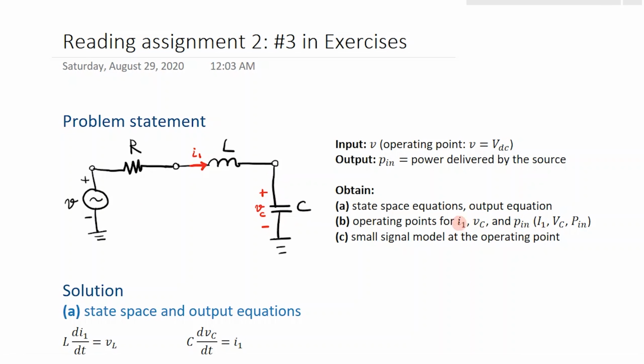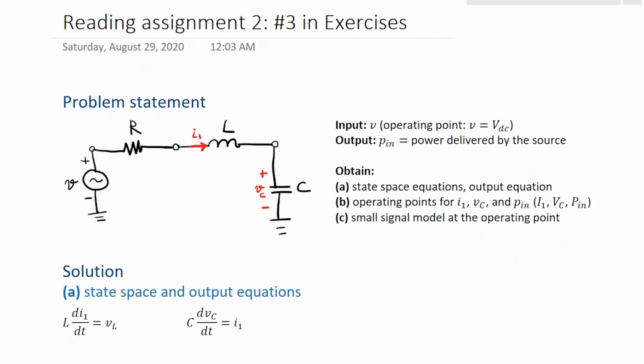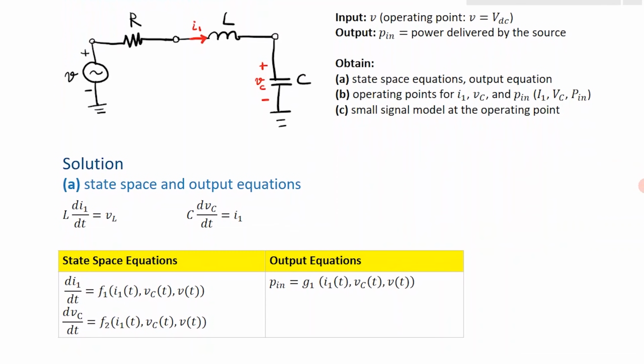Turns out I1 and Vc are the state variables, so essentially you're told find operating points for the state variables and output when you're given the operating point for the input. And those would be called capital I1, Vc, and Pin. So just a reminder, the operating points for everything in this problem will be just capitals, except for this V, which would be called VDC. Okay, so let's do part A.